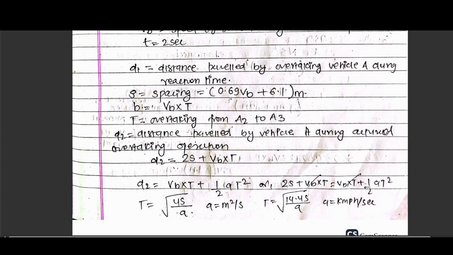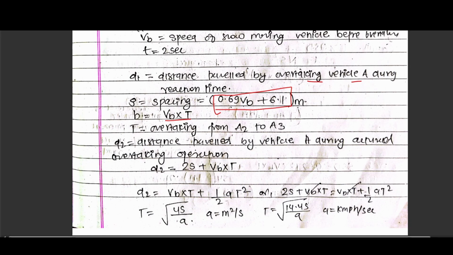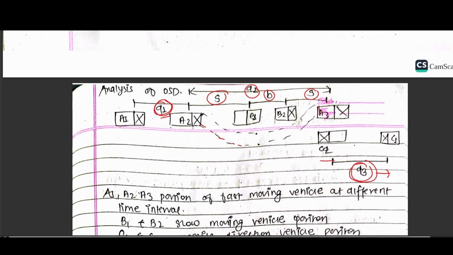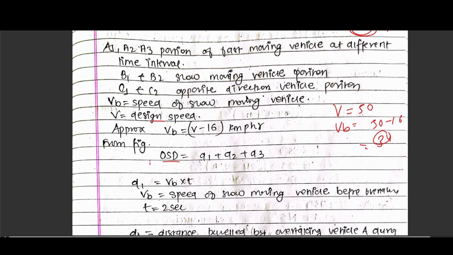So the first one is the d1 distance. D1 is the distance traveled by the overtaking vehicle, that is me, during the reaction time, and s is the spacing, which is given by this empirical formula, that is 0.7 vb plus 6 meters, and b equals vb into t. We know that t is the overtaking time from a2 to a3. So I take t time while I overtake from position 2 to position 3, and in that t time the b vehicle will cover the distance b. That's why b equals the velocity of vehicle b into t.